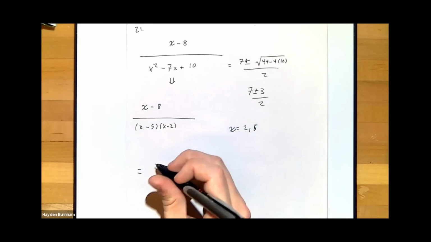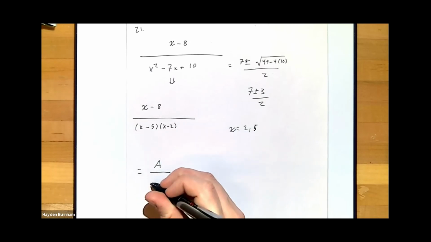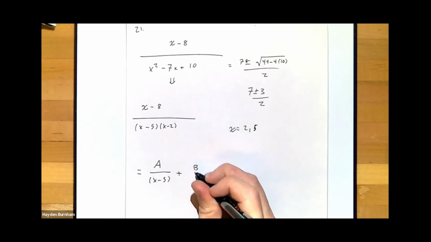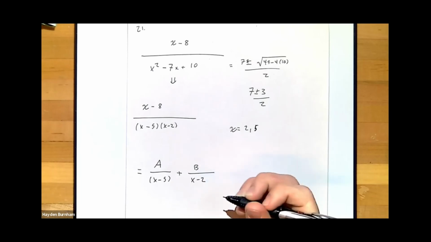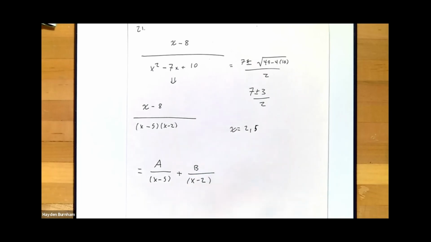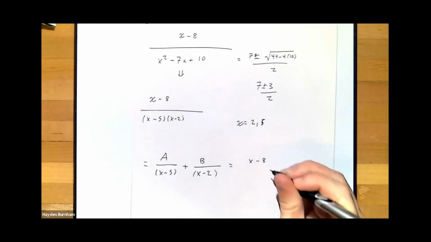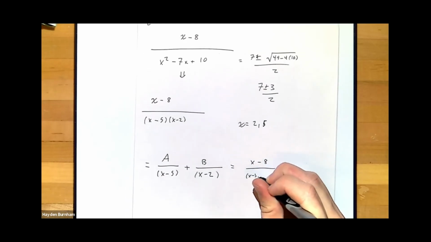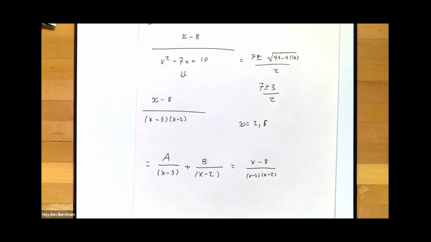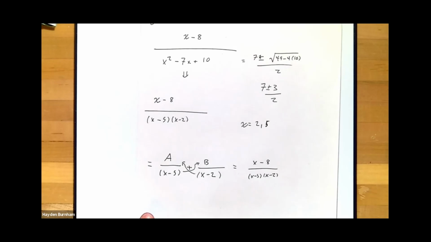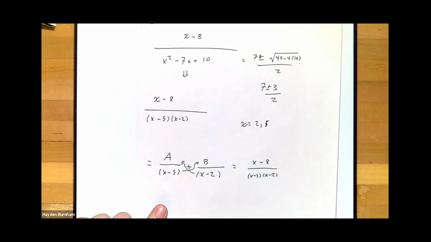Okay, but anyway, this is what we got now. So we can assume that this could be an a over x minus 5 plus b over x minus 2, right? And that's obviously going to be equal to x minus 8 over x minus 5 times x minus 2. So, like we said before, I'm going to do my trick of multiplying these out together. And be careful that you don't always just do crisscross. That's not always the case.